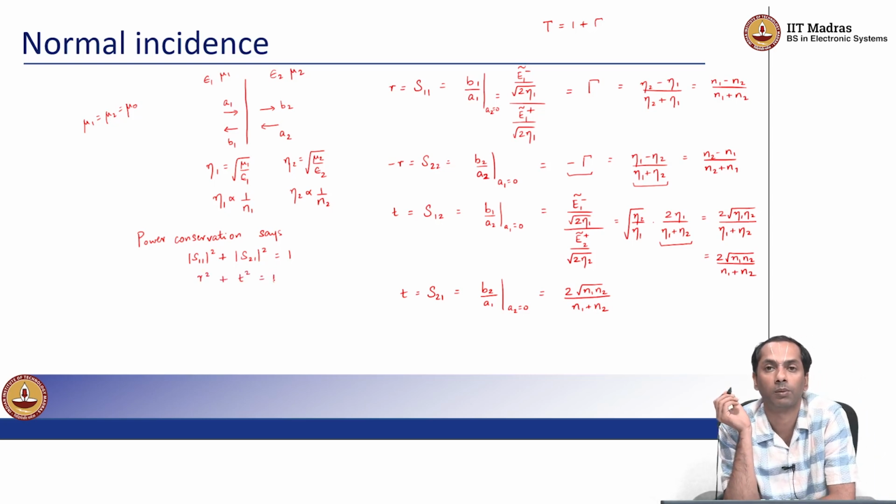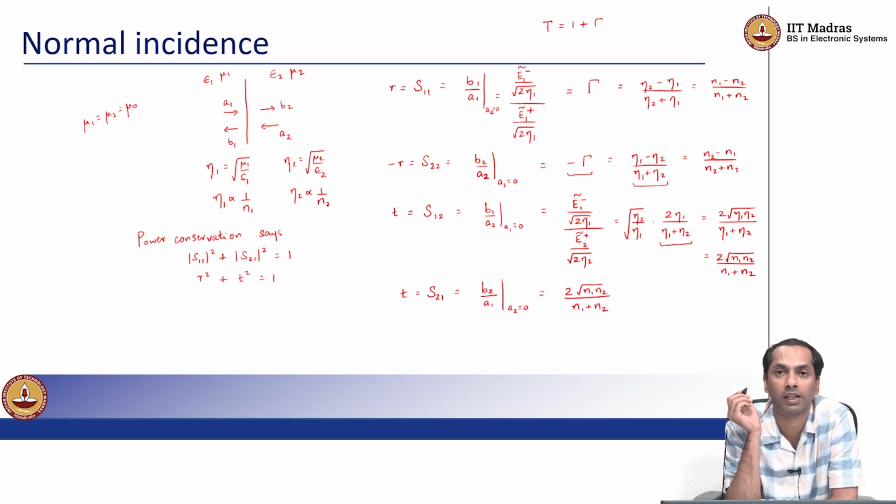Okay. Remember, R and T are different from gamma and capital T. Right? Gamma square plus capital T square is not 1. Right? We saw that from our discussion on power conservation. But now that I am defining these wave amplitudes, right, which are sort of like the square root of power, the power conservation falls out as simple identities, right?